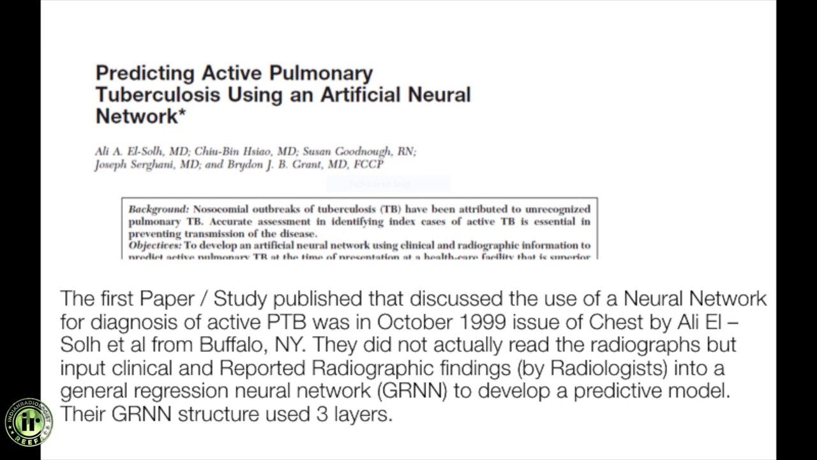What they did was they input radiologists' findings and the clinicians' findings into a neural network and tried to predict if that meant that this patient was likely to have active pulmonary tuberculosis. And they compared it with what a human group would do. At that point of time, their neural network had about 3 layers. And even then, the neural network performed admirably in that particular task.